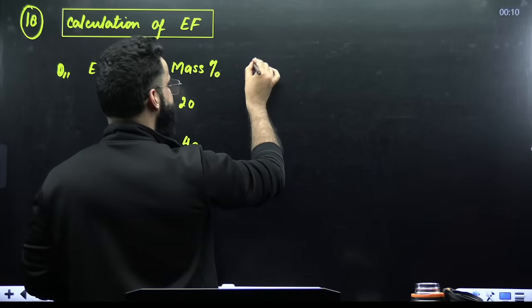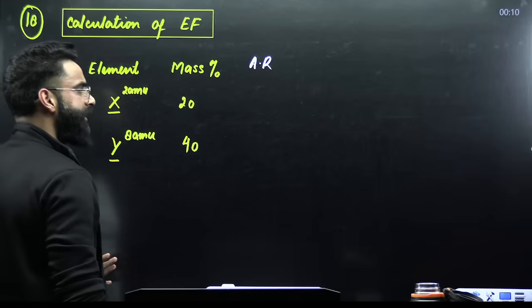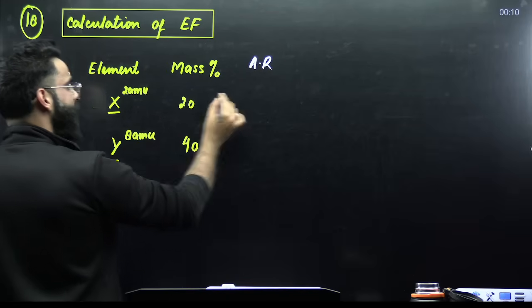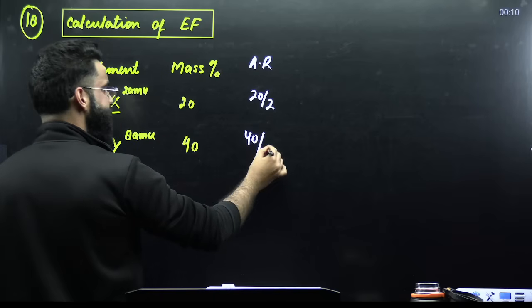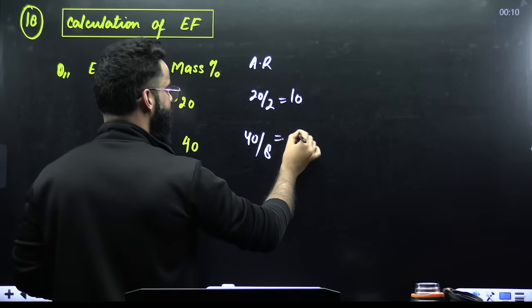What you have to do? First of all, you have to calculate atomic ratio. How do you calculate atomic ratio? Given percentage divided by atomic mass. So 20 divided by 2. 40 divided by its atomic mass, that's 8. So this value comes out to be 10. This value comes out to be 5.